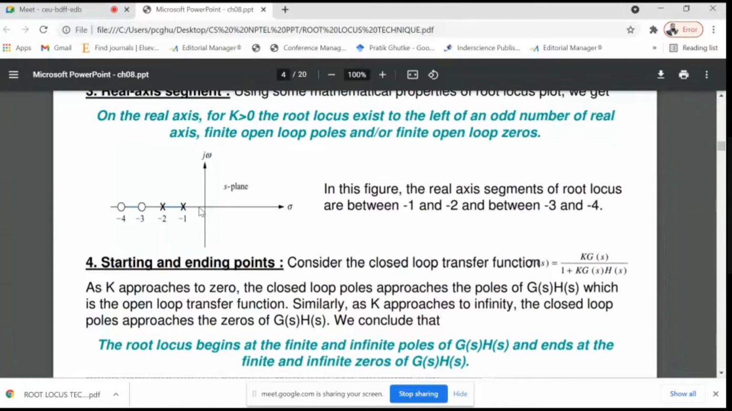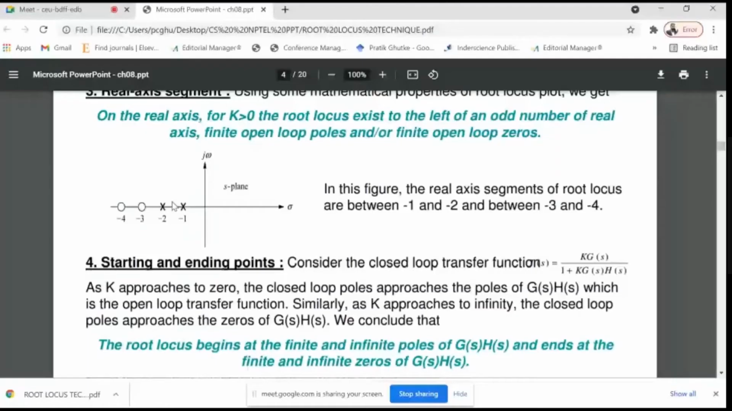Means this is the root locus region. From this region, there must be a breakaway point. From that, the root locus will lie. So root locus will lie between -1 and -2. The breakaway point could be any coordinate, like -1.67 or -1.89, but it would be between -1 and -2. Are you getting?